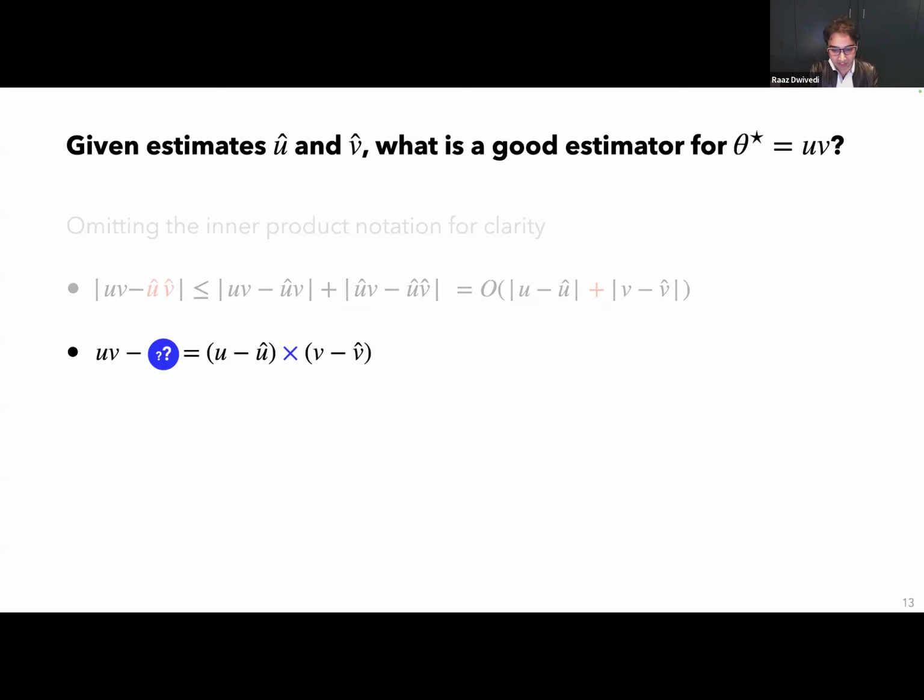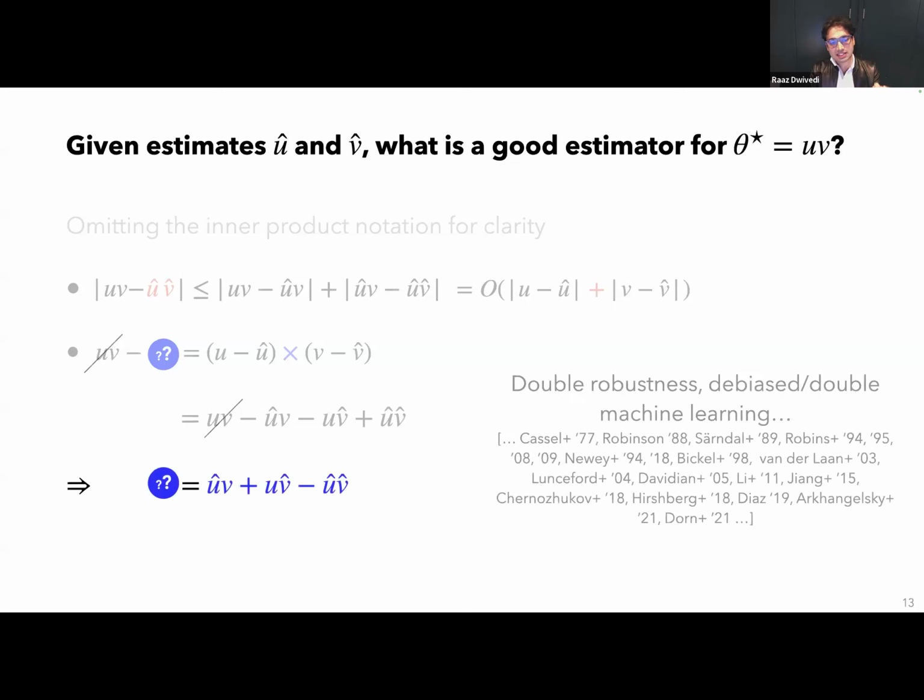So this is what they try to estimate. But the question is, what is this estimator? Well, we can try to just do this one-line algebra to try to guess what this question mark should be. Right-hand side, you expand it to 2 by 2, 4 terms. It's U times V minus U hat V minus U V hat plus U hat V hat. And just by rearranging, you get this question mark estimator should be U hat V plus U V hat minus U hat V hat.